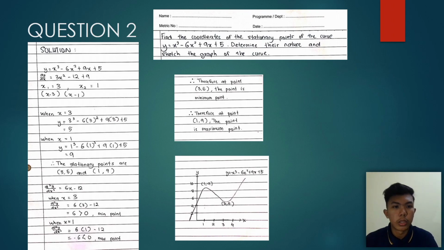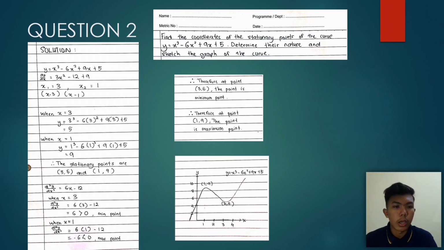When x equals 3, y equals 3 cubed minus 6 times 3 squared plus 9 times 3 plus 5. When x equals 1, y equals 1 cubed minus 6 times 1 squared plus 9 times 1 plus 5. So the y value is 9. The stationary points are (3, 5) and (1, 9).